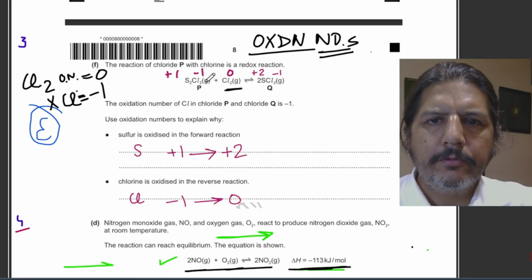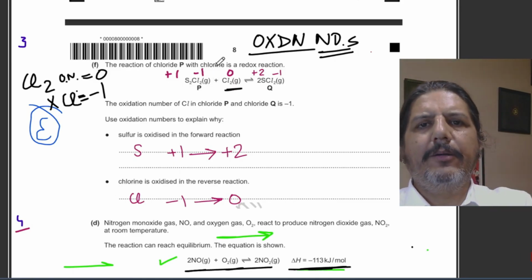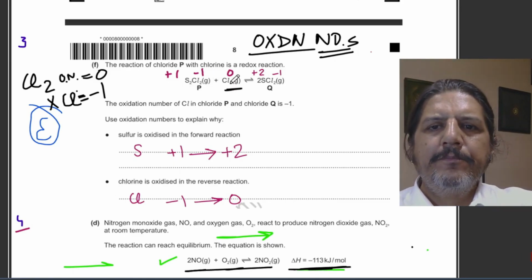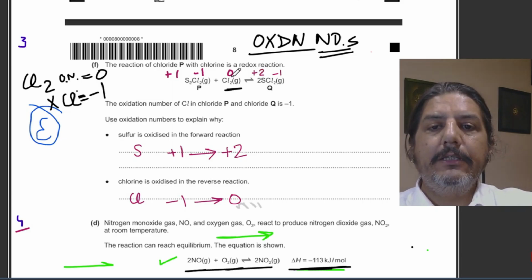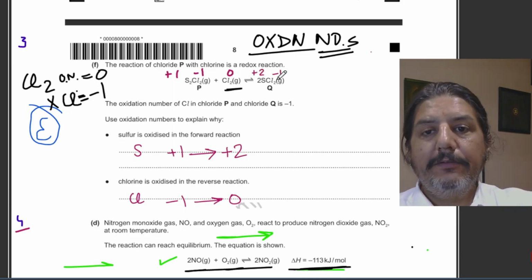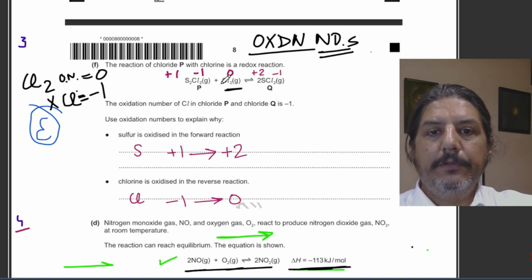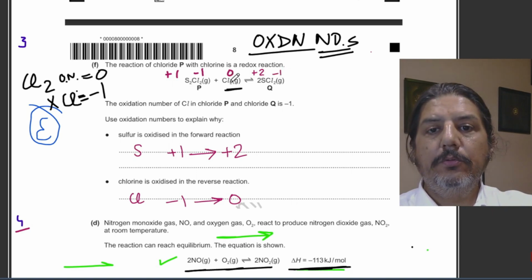I won't be going into the details of calculating the oxidation number. I'm assuming that you know oxidation number. Here it is 0. Here chlorine remains -1 and sulfur becomes +2. So in this case, sulfur is going from +1 to +2 in the forward direction. In the reverse direction, if you look closely, chlorine goes from -1 to 0.